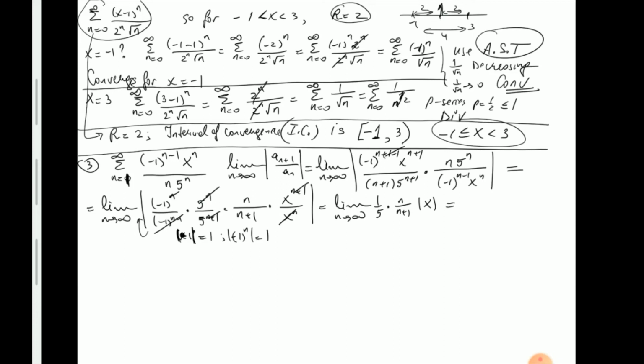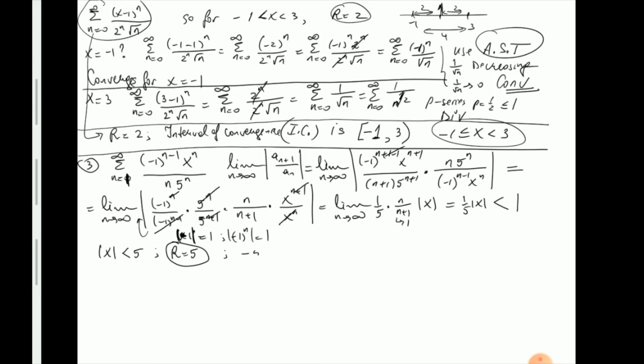Finally, we can compute the limit. This goes to 1. So you're left with 1 over 5 absolute value of x, and you let this be less than 1 to identify the radius of convergence. So it will converge if it's strictly less than 1. And this is equivalent, of course, to absolute value of x strictly less than 5. So the radius of convergence is 5. We can establish that right away.